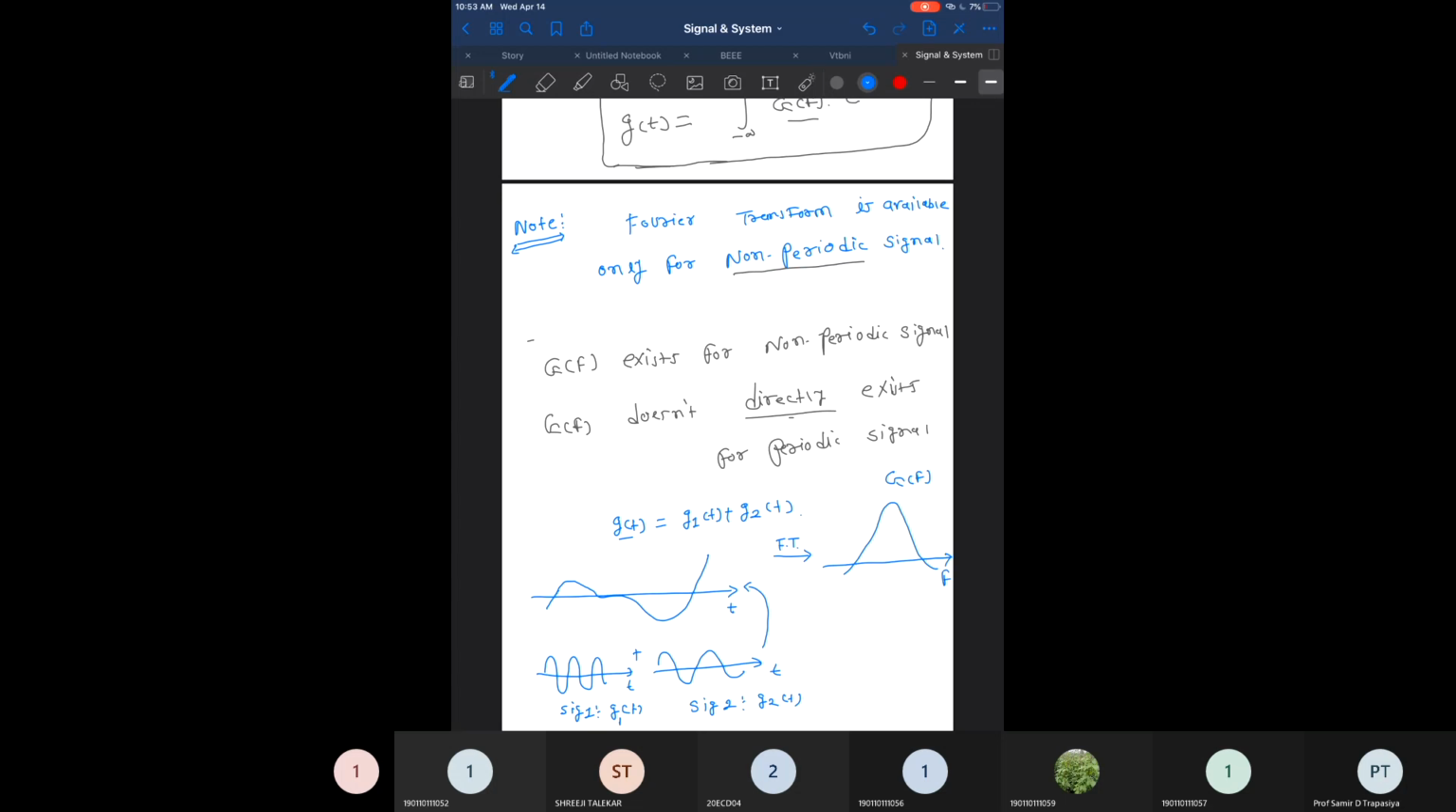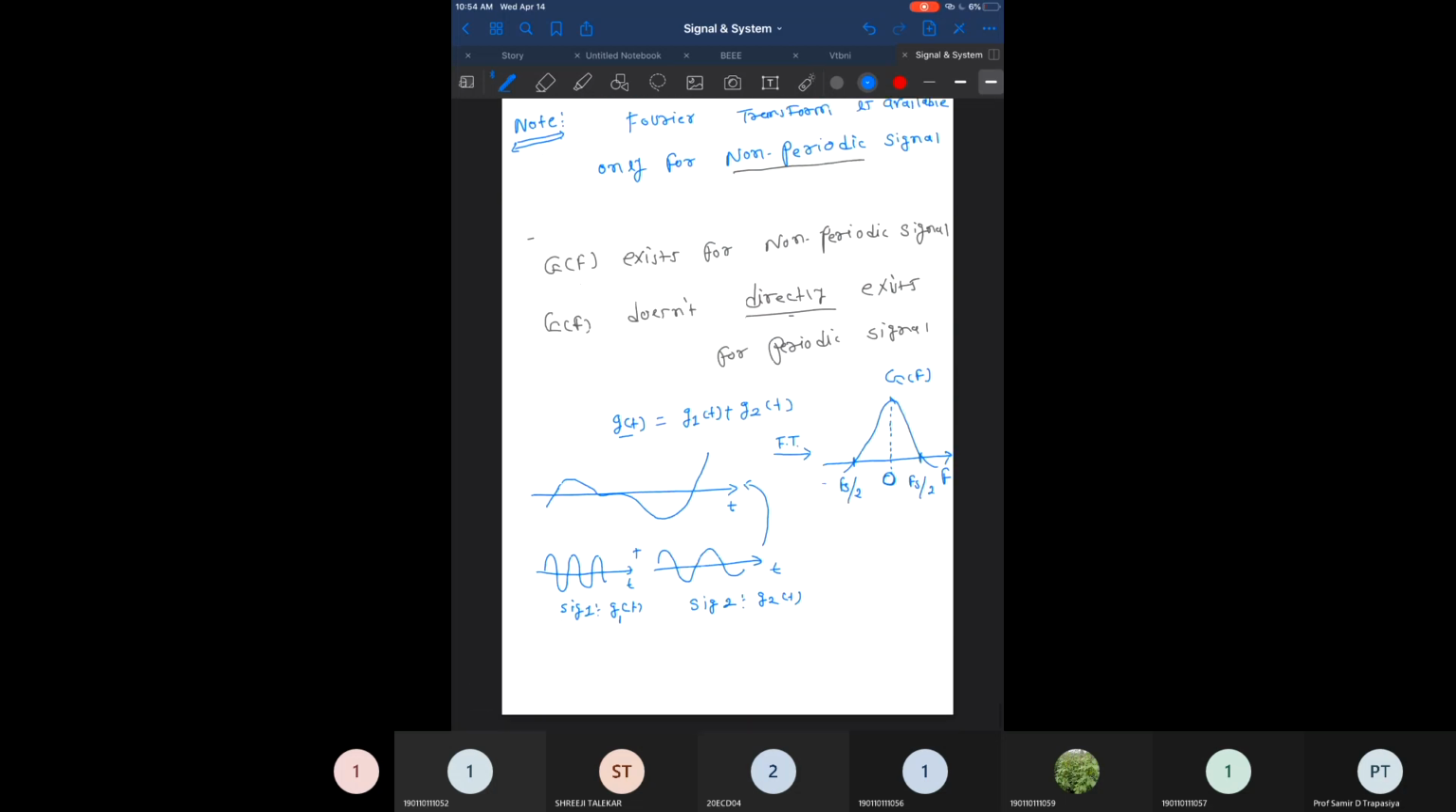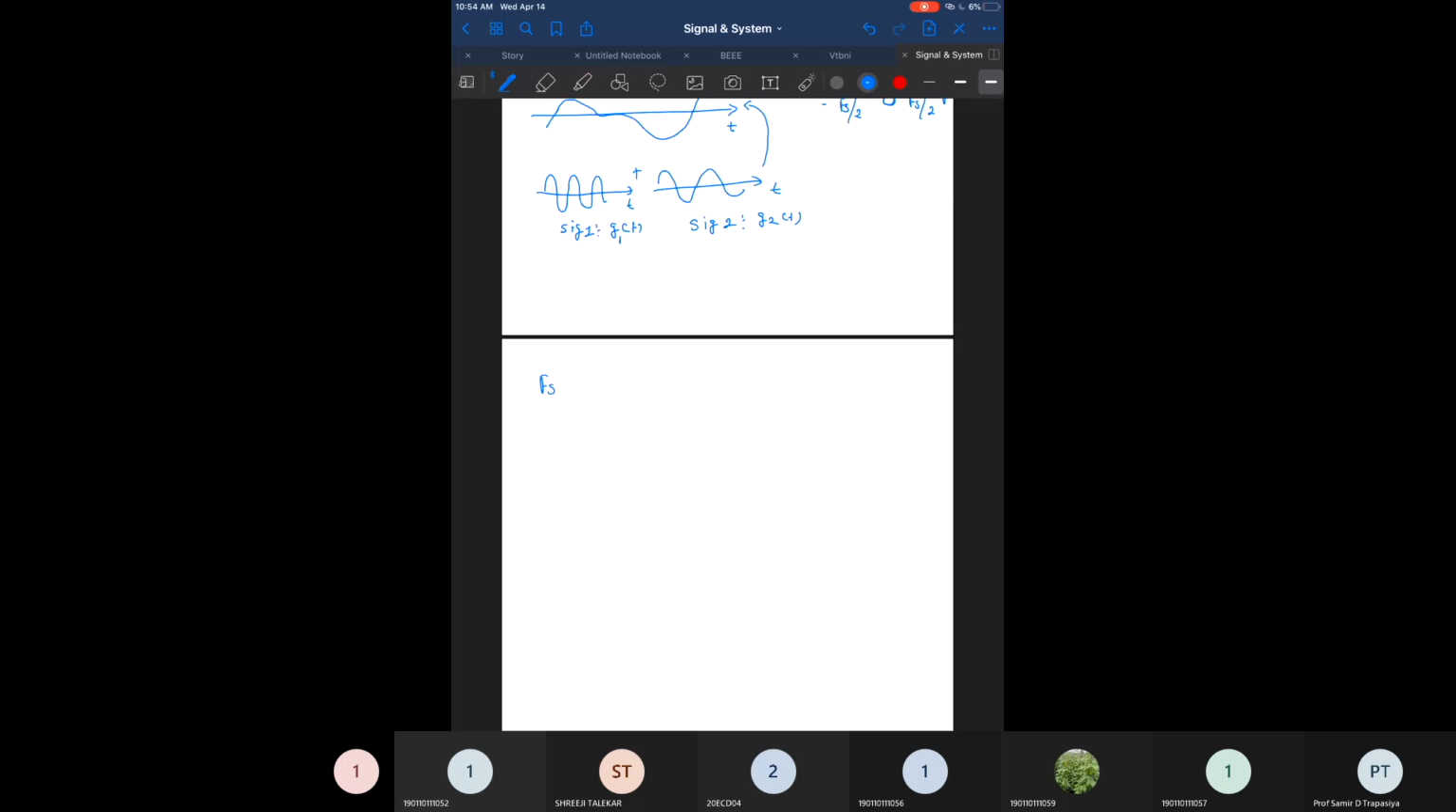And where the signal lies, the signal may lie from some frequency to some other frequency, and if it is a low pass signal, then centrally we have zero frequency, and here we can have a frequency minus fs by 2 and fs by 2 here. This fs frequency is known as the sampling frequency. This fs is known as the sampling frequency.